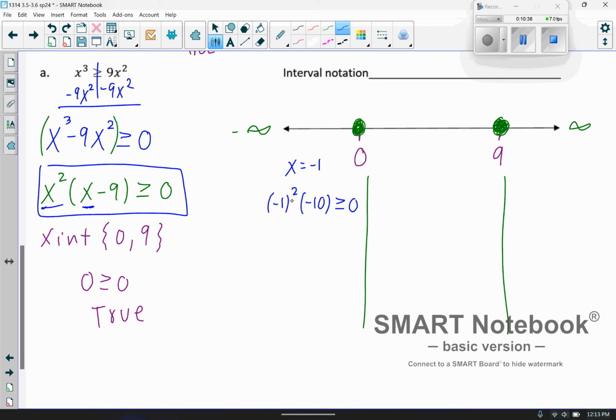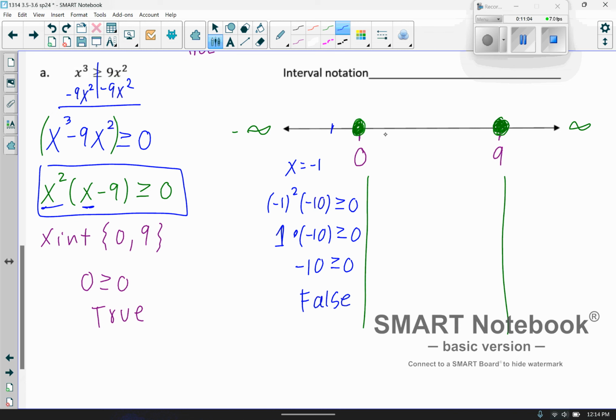Well, when you square a -1, it becomes +1, and then we're going to multiply it by -10. So we're going to end up with -10 is greater than or equal to 0. Is -10 greater than 0? No. Is it equal to? No. So that's going to be false. So we do not want to shade to the left here because -1 is not included.